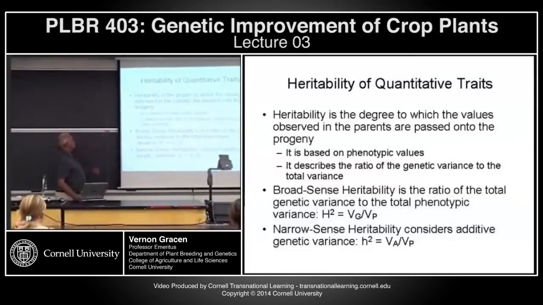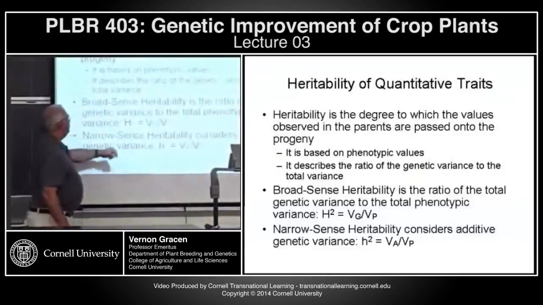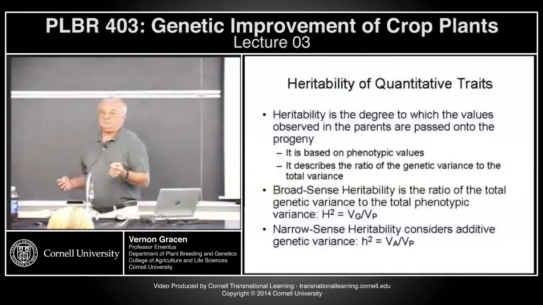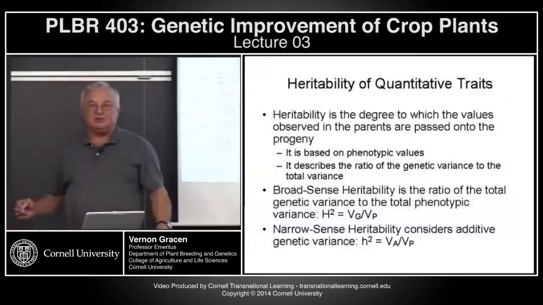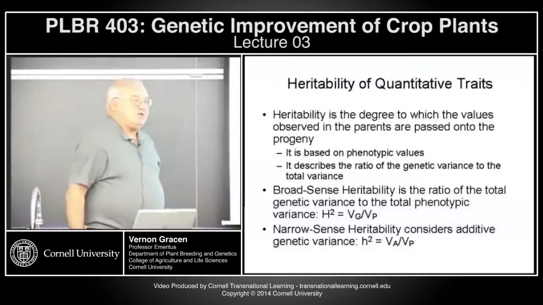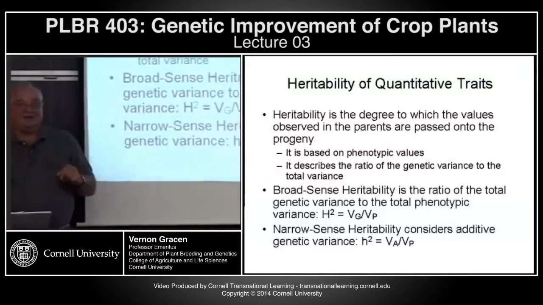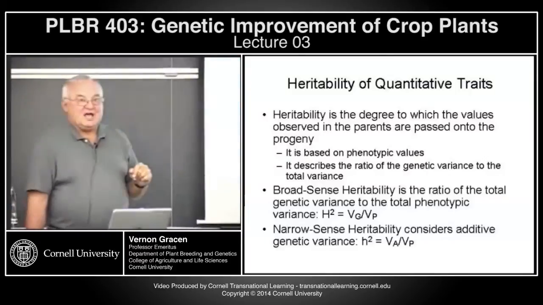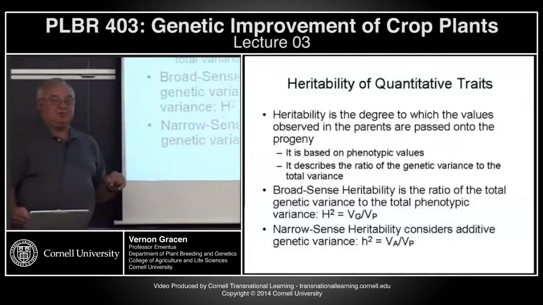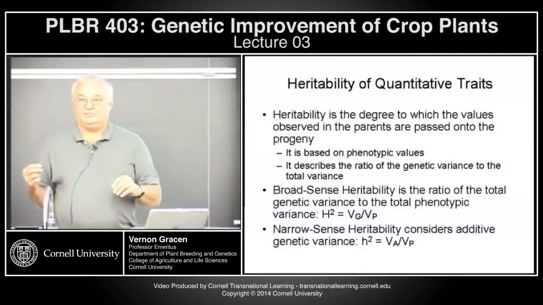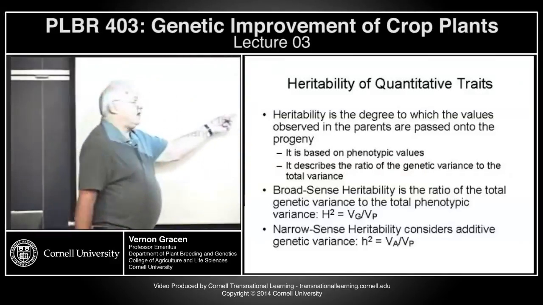So when we look at heritability, it describes the ratio of genetic variance to the total variance. And we talk about broad sense heritability, which we write as capital H squared. Broad sense heritability is nothing more than taking the genetic variability divided by the phenotypic variability, and we can calculate it. So how do you determine phenotypic variability?